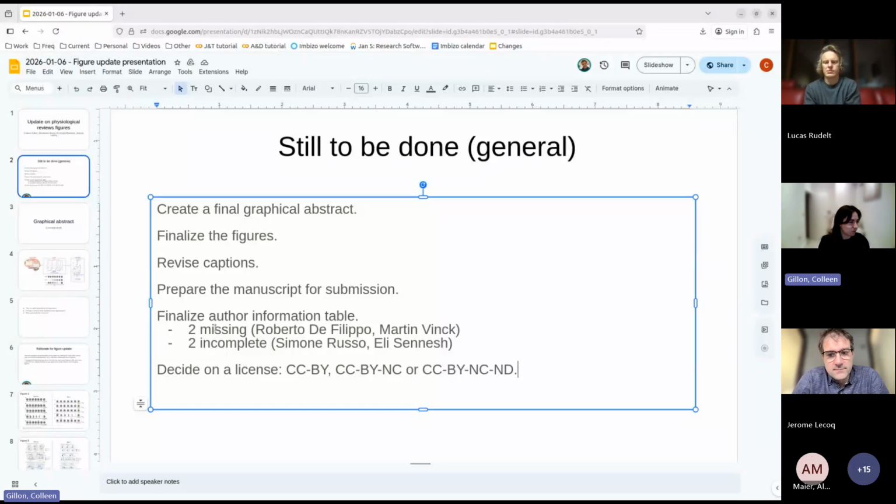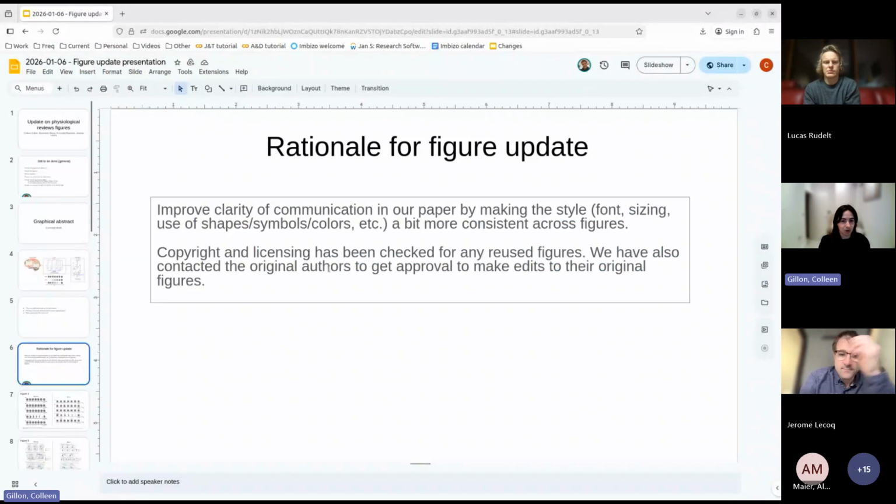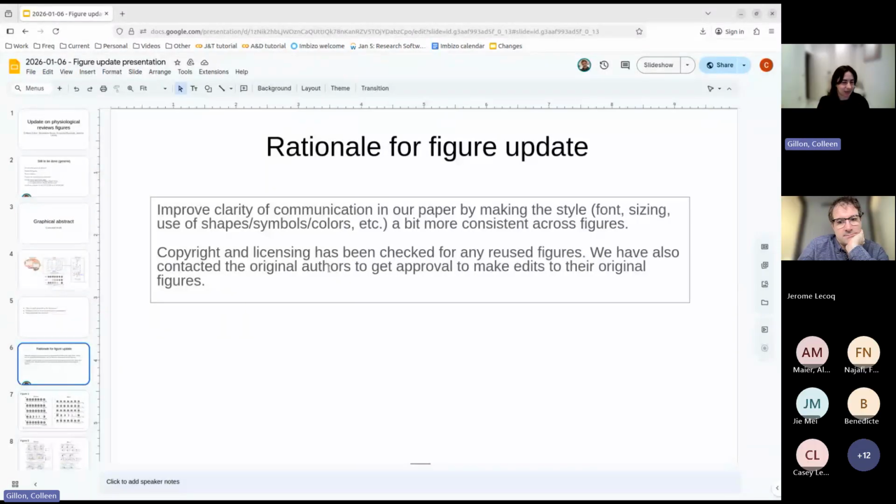And now we'll jump into the main event, which is the figures. Basically, our rationale for updating the figures was that they were made by different people, pulling from different papers, so the styles were not particularly uniform. We thought, let's improve clarity by making the style more consistent, aligning basic things like font and sizes, but also how we use shapes and symbols, like for inhibitory and excitatory connections, to have the language as consistent as possible without going overboard and redesigning everything from scratch. So we tried to find a happy middle ground. You'll see that it's not a completely consistent style, but we tried to make sure that if we use a color scheme, it was somewhat recognizable across figures.